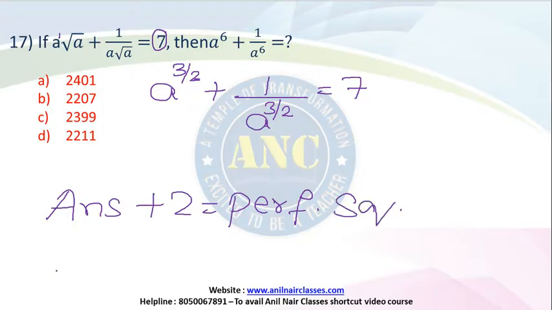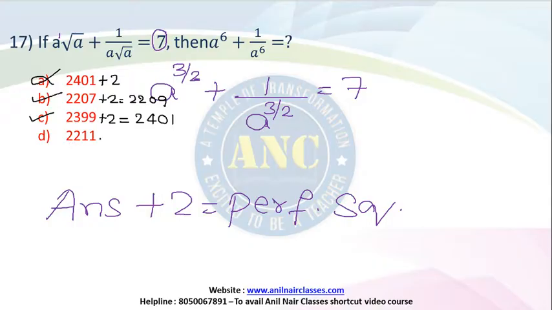But in this particular question, the beauty is, if you take the first option, 2401 plus 2 is 2403, and the perfect square will never end with 3, ruled out. 2207 plus 2, it is 2209. It can be a perfect square. Yes, it is a perfect square. This may be the right answer. 2399 plus 2, it is 2401. 2401 is also a perfect square. Please don't ignore it. So now we have two options which are perfect squares. This also might be the correct answer.